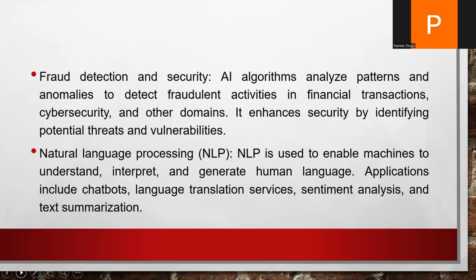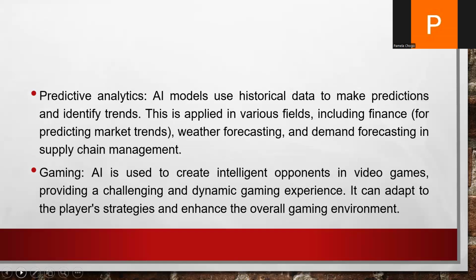So all this is the application of artificial intelligence. We also have predictive analytics, where AI models use historical data to make predictions and identify trends. This is applied in various fields, including finance for predicting market trends, weather forecasting, demand forecasting in supply chain, etc. Prediction means you want to predict what will happen next. A common example would be weather forecasting, as we see every day in the news, telling us it will rain tomorrow, it will be sunshine, etc. So how are they doing these predictions?